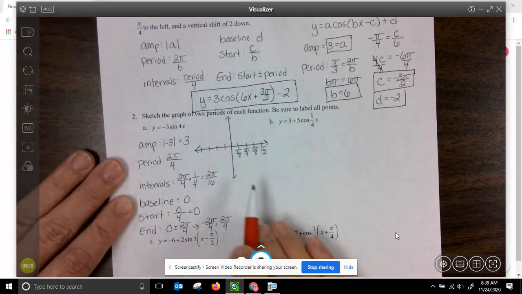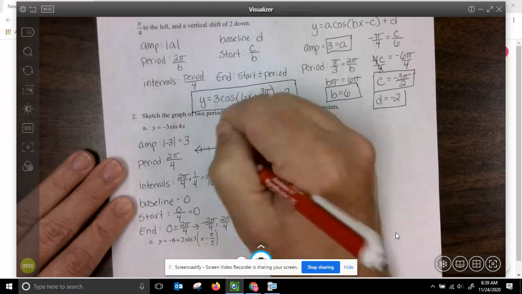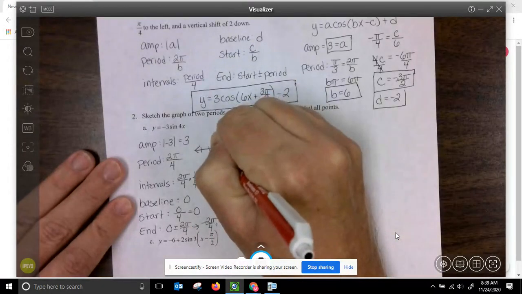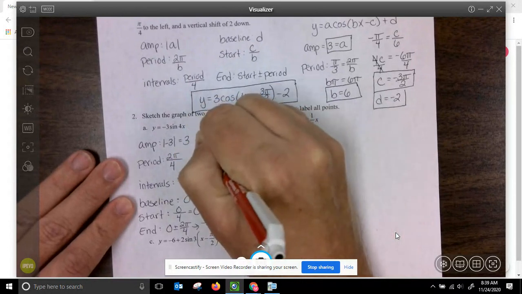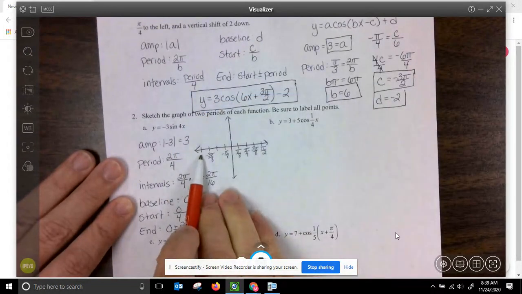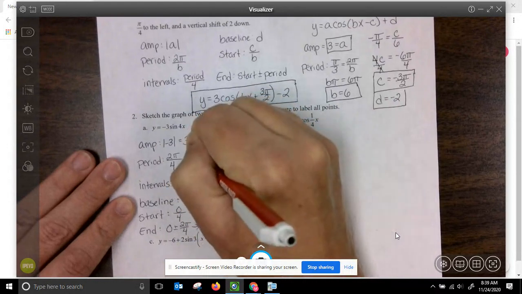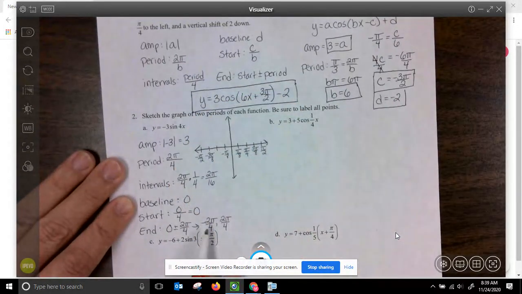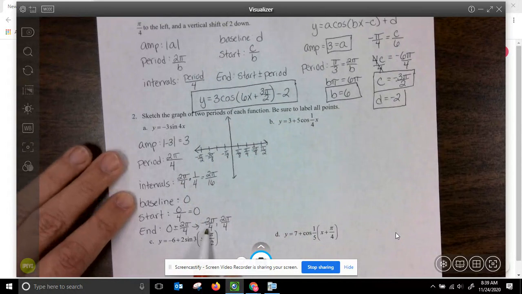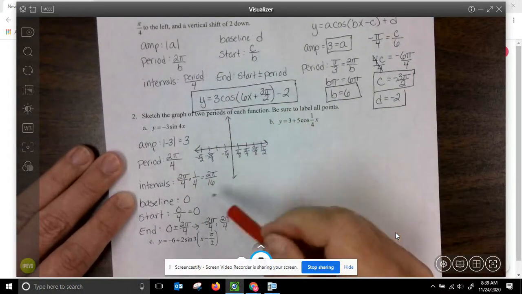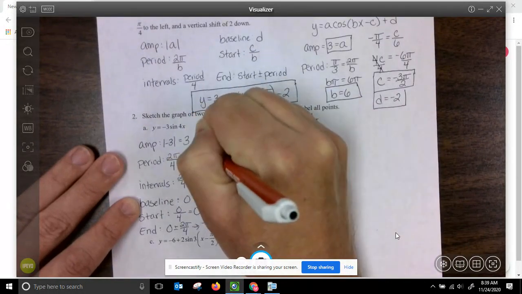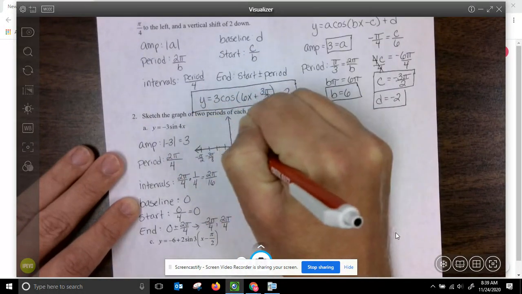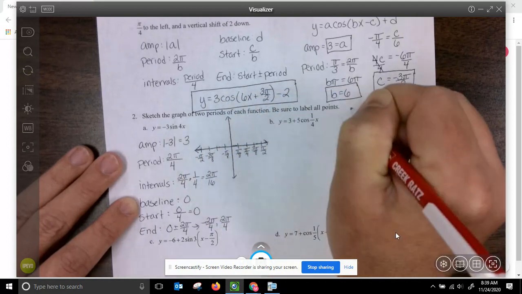Going the other direction, we subtract our intervals. So this would just be negative pi over 8, negative 2 pi over 8, negative 3 pi over 8, negative 4 pi over 8, which would be negative pi over 2. All right, so again, that should match up with this end, and if reduced, it does. All right, my baseline is 0, so that's just my x-axis here. You want to put some dashed lines here for guide, that's fine.